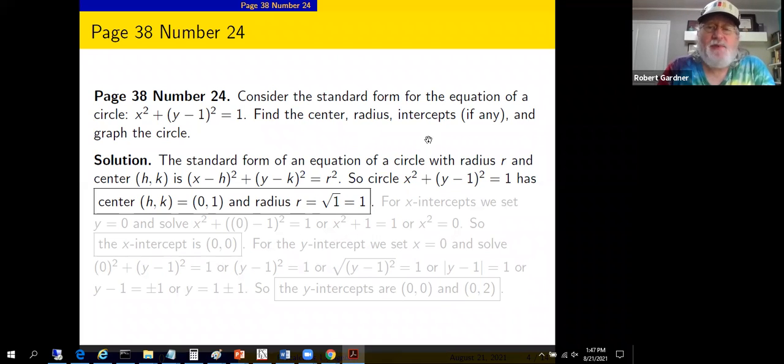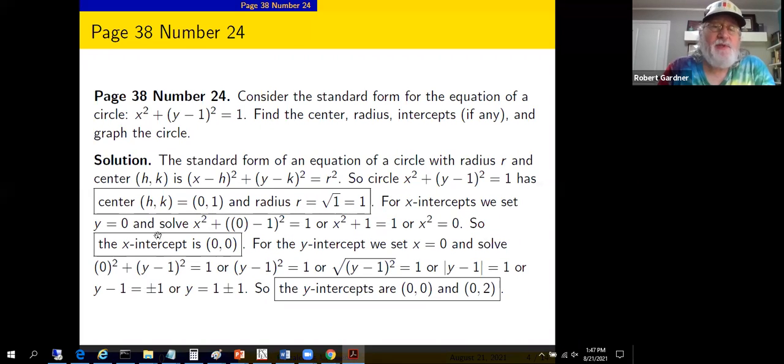They also wanted intercepts. For the x-intercept, we'll set y equal to 0 in the original equation, as previously done. Setting y equal to 0 will produce x squared plus (0 minus 1) quantity squared equals 1. That's x squared plus (-1) squared, x squared plus 1 equals 1. Subtract 1 from both sides, we get x squared equals 0. So x must be 0. We set y equal to 0, and we get the point (0, 0) as the x-intercept. So the x-intercept is the origin.